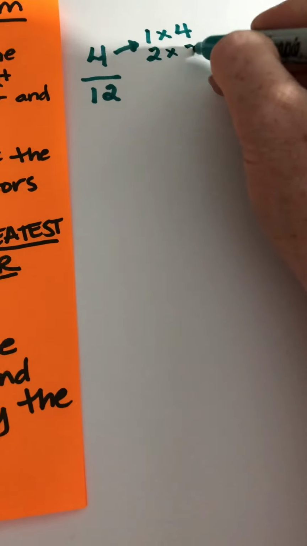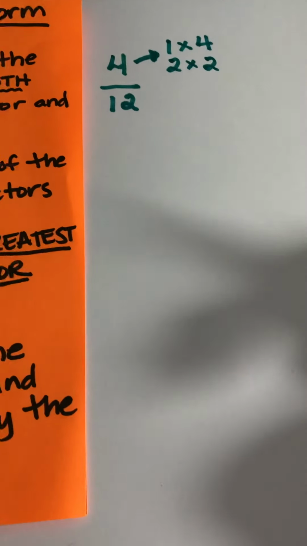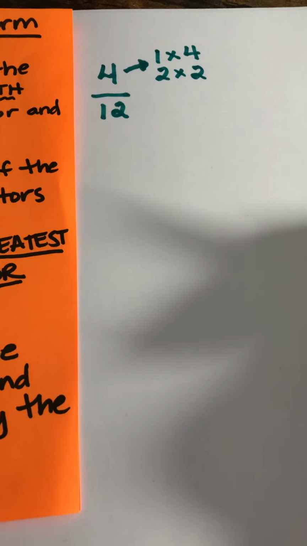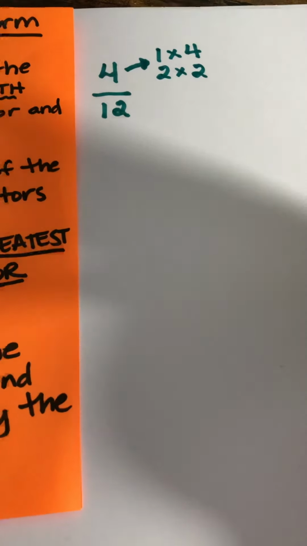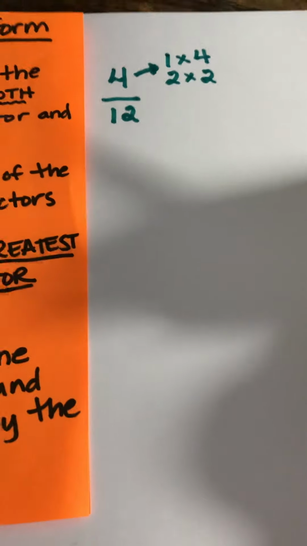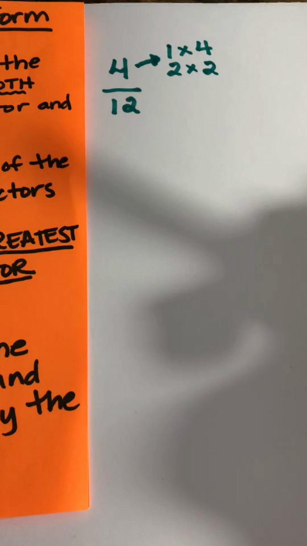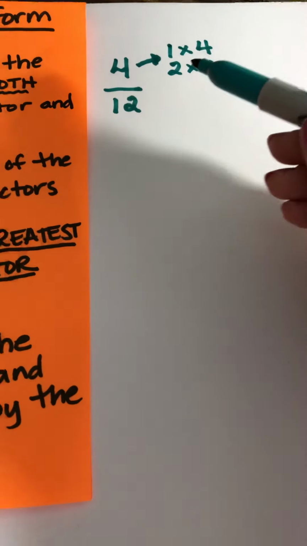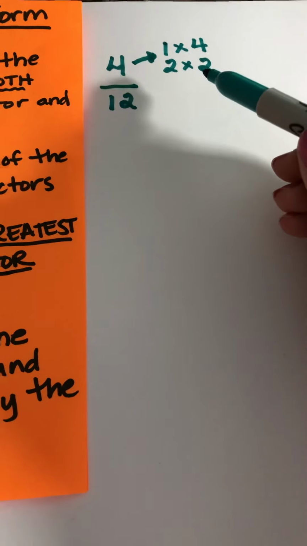2 times 2. Okay, that works. Any other ways to make 4? Now, many of you always say, oh, well, 4 times 1, we could flip it. Well, if we flip it, do we get any other factors? Any other new numbers? No. So we have 1, 4, and 2 times 2.